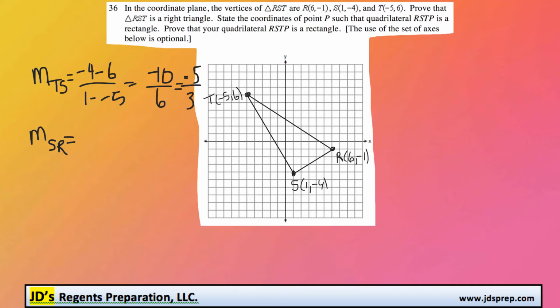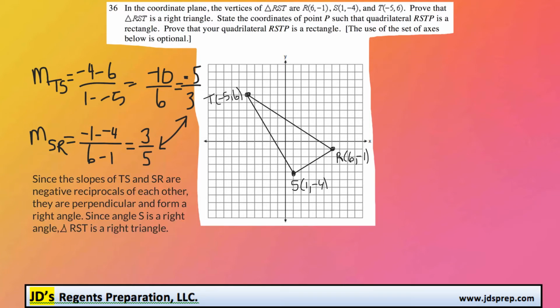Now let's compare that to the slope of S to R. The change in y there would be -1 minus -4, over the change in x, which is 6 minus 1. So that becomes 3 over 5. Good, and that's what we were hoping for. See, 3/5 and -5/3: these are negative reciprocals of each other.